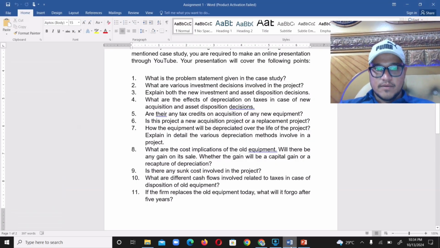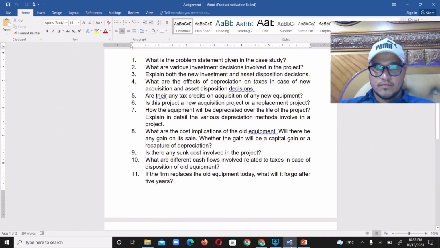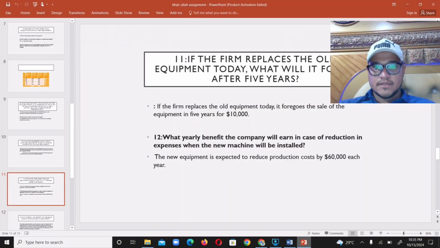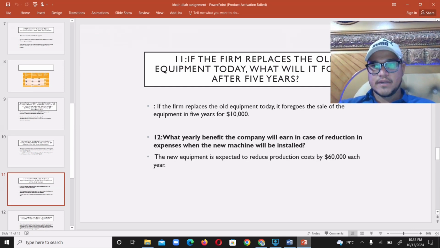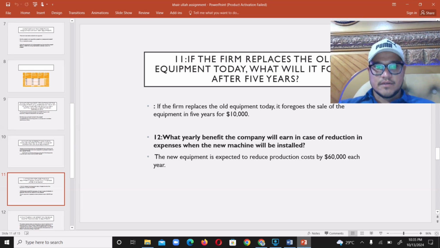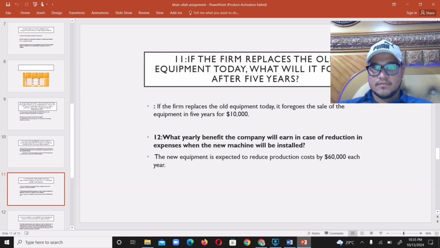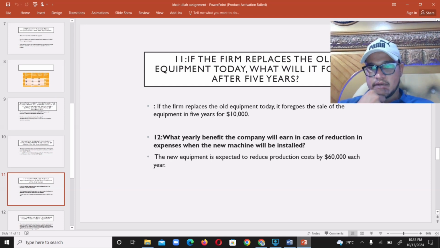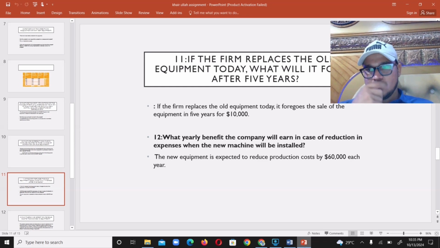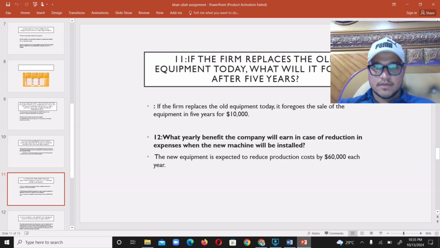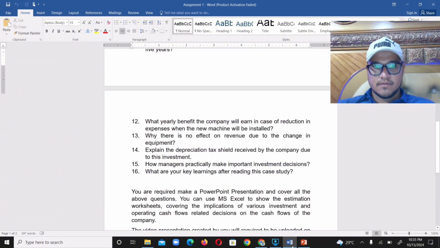Question is, if the firm replaces the old equipment today, what will it forgo after the 5 years? If the firm replaces the old equipment today, it forgoes the sale of the equipment in 5 years for 10,000. That's it. We go to question number 12. What yearly benefit the company will earn in case of reduction expenses when the new machine will be installed? Reduce the production cost by 60,000 each year. Okay, that's it.